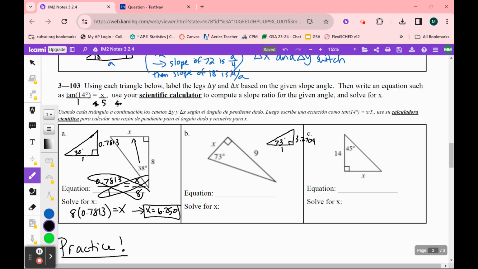And I'll set that up as a proportion. So I have 3.2709 over 1 is equal to, the side opposite of 73 is 9, and 9 is over x. I cross multiply. I have 3.2709x equals 9. And then I'm not done because x is not alone. So I divide both sides by 3.2709.